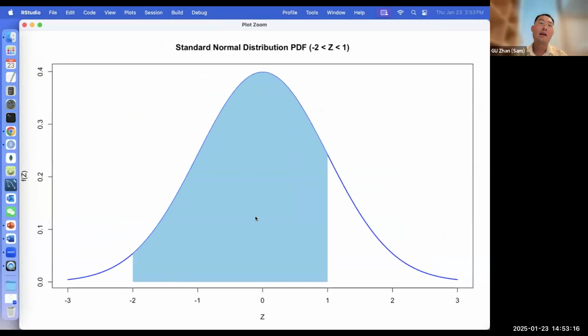-2 to 1, so the area on the curve. Will that area on the curve be greater than 1 or lesser than 1? That will definitely be lesser than 1, right? The total area on the curve is 100%. Since we are not covering all of it, the area in blue under the curve will be lesser than 1.